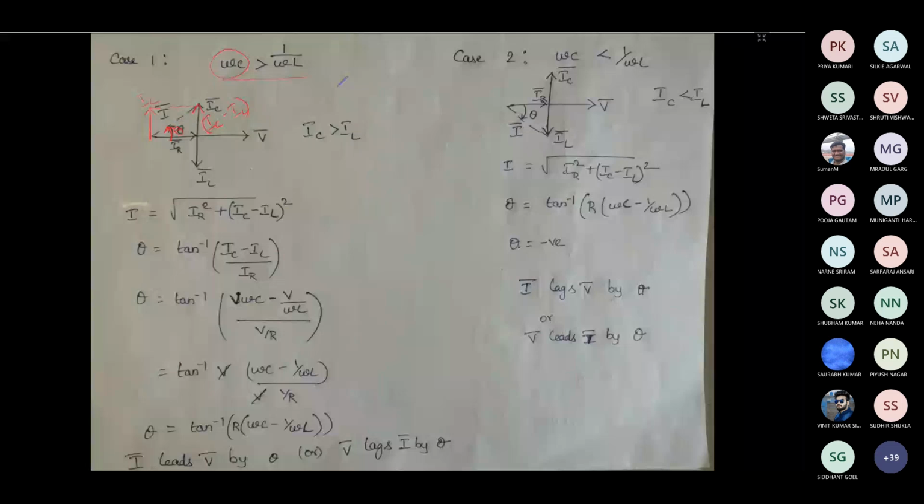So here you are getting the overall current as leading the voltage, and the angle between the resultant current and the voltage is theta. Okay, so if you are writing the equation from the current, you can write it like this: I is equal to root of I_R square plus (I_C minus I_L) the whole square. So you can also find the theta based on current.